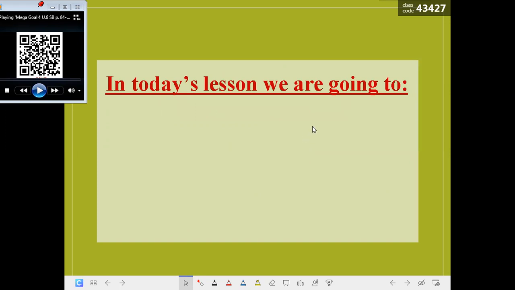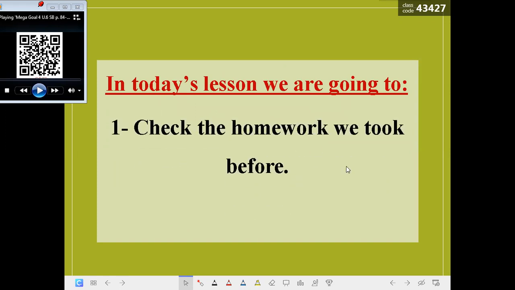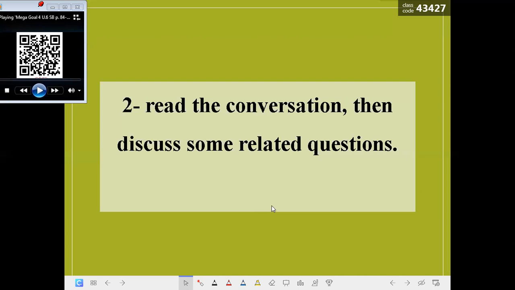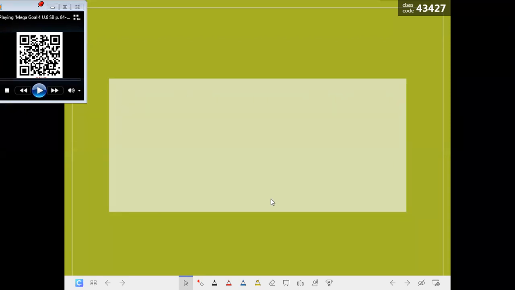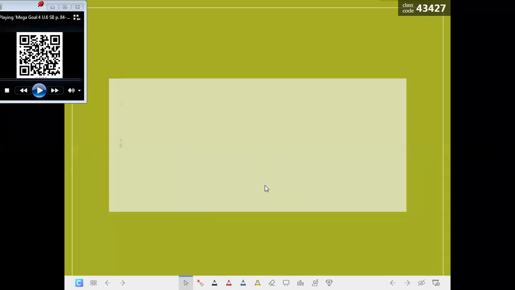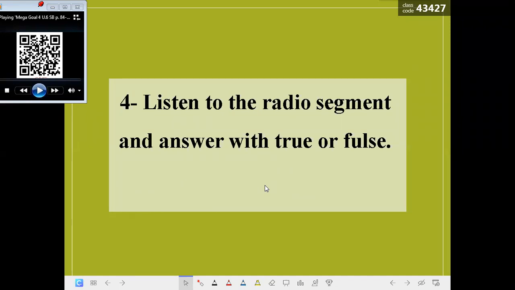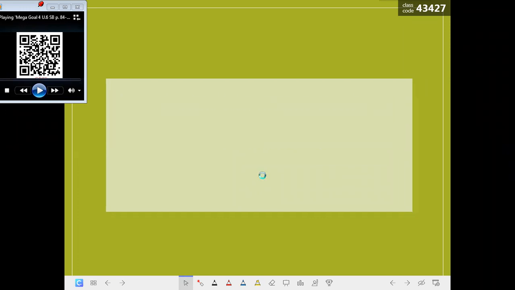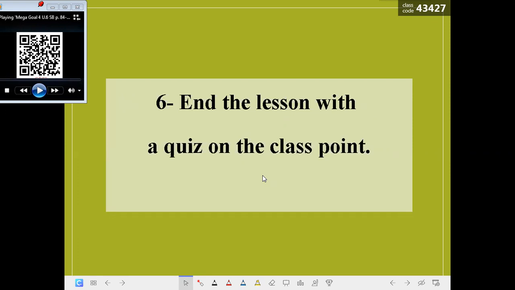In today's lesson, inshallah, we are going to, number one, check the homework we took before. Number two, read the conversation, then discuss some questions. Number three, guess the meaning of some new words or phrases. And number four, listen to the radio segment and answer with true or false. Number five, learn how to pronounce the content words. The last part of the lesson, we end the lesson with a quiz on the class point.